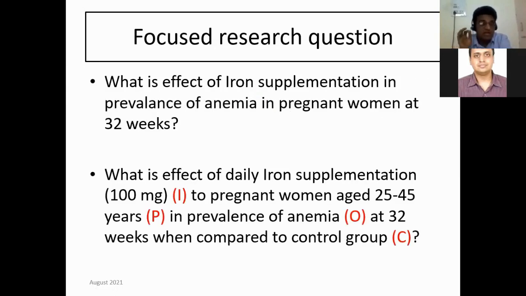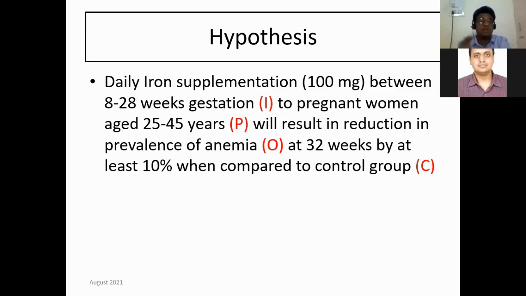So that means I start with a question, like what is the effect of daily iron supplementation, right? But a hypothesis is a statement. I say that a daily iron supplementation of 100 milligram between 8 to 28 weeks of gestation to a pregnant woman aged 25 to 45 years will result in reduction of prevalence of anemia at 32 weeks by at least 10% when compared to the control group.